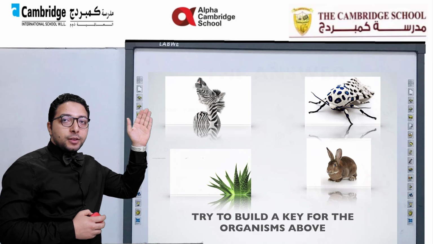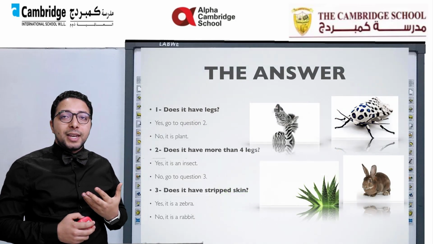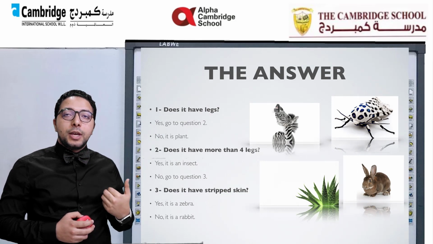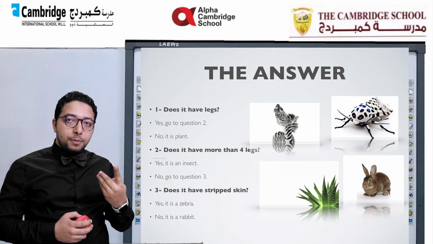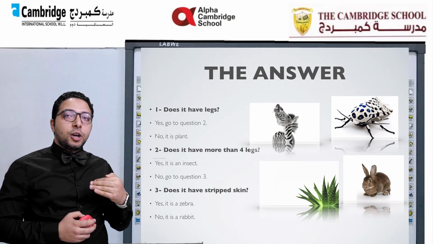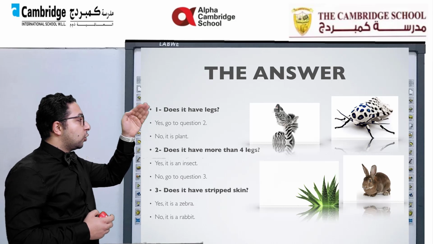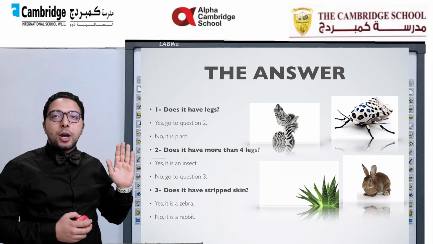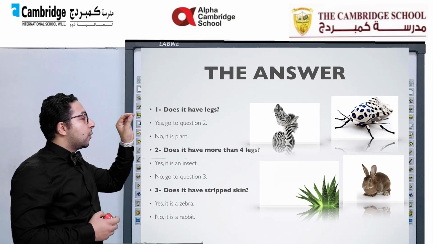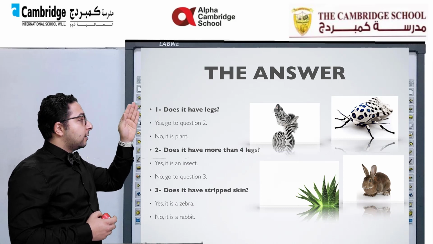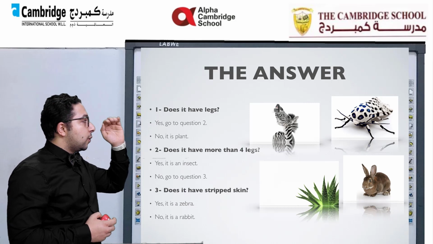I have started the classification based on the legs, because as you know, plants don't have any legs, while animals, some of them have legs. So of the 4 that we have, 1 plant and 3 animals, I have started with, does it have legs? Yes, go to question 2. No, then we're talking about a plant. Good. So question 2, does it have more than 4 legs? Yes, then we are talking about an insect. If no, then we need to go to question 3.